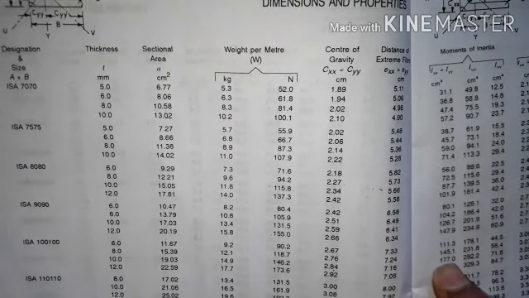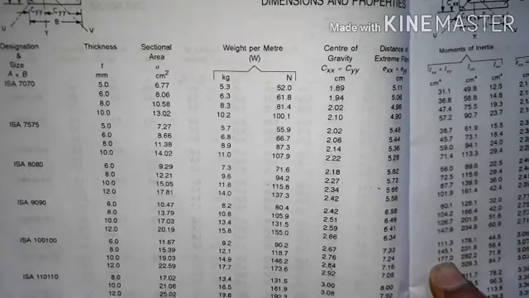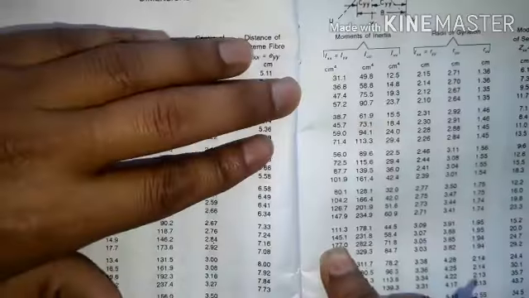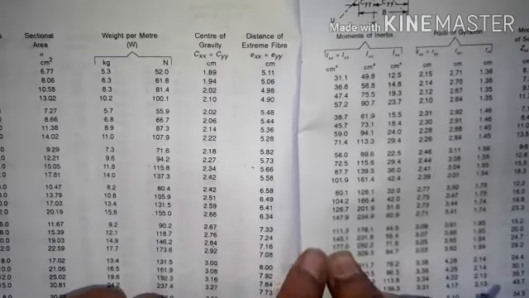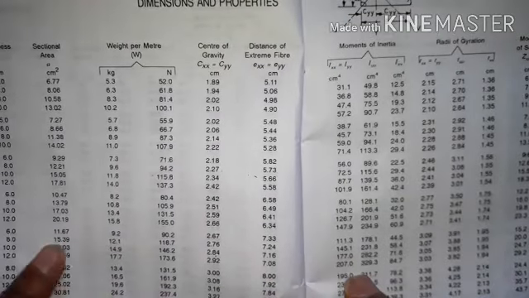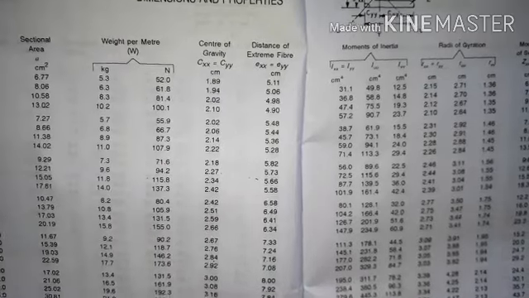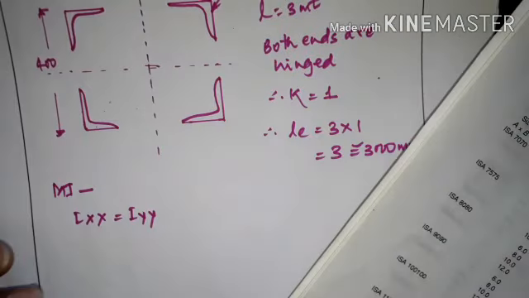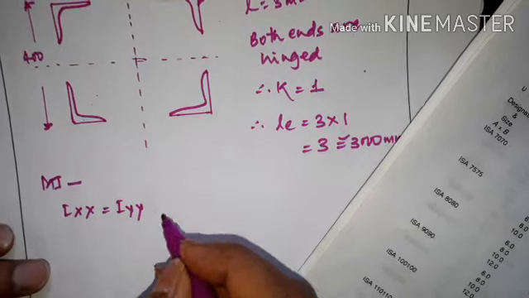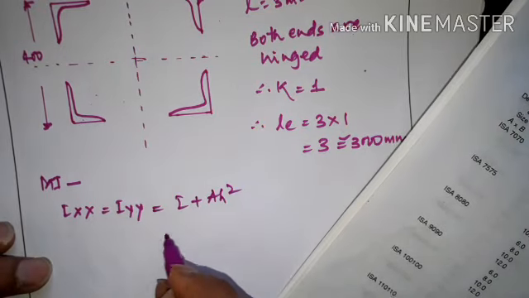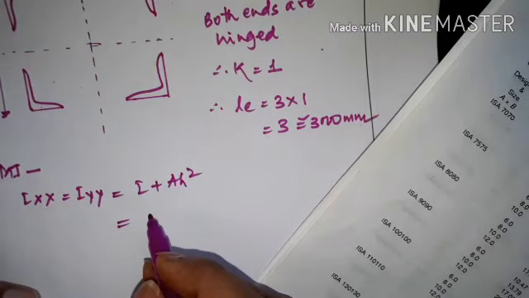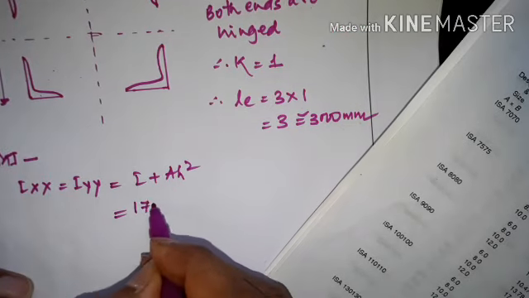So the value of 100 by 100 by 10 is 177. If you check in the steel table, here you can see it is Ixx, Iyy. Both the values are the same, 177. So again we will calculate using the same I is equal to I plus A h square. I is the same here, so we have got 177.